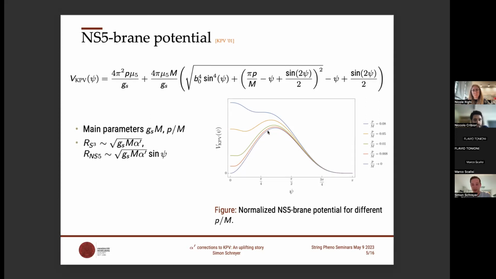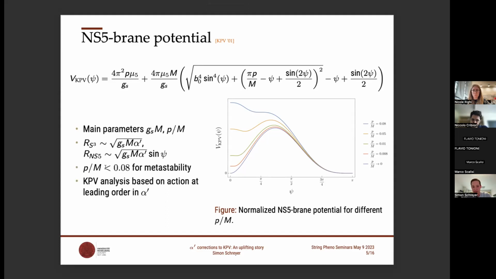Graphically, the potential looks like this. I plotted it here for different values of P over M. If we increase the value of P over M, the energy barrier decreases until we find that the NS5 just rolls down this potential and does not form a metastable minimum anymore, which would be suitable for uplifting. And we find this precisely at the value P over M smaller than 0.08. So in order to be able to uplift, we need to ensure this metastability condition.